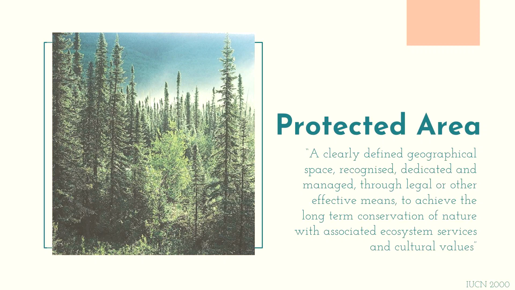The core unit of many of these biodiversity conservation systems, and something that we'll be talking about a lot throughout this course, is protected areas. Protected areas are clearly defined geographical spaces, in other words, they can be drawn on a map, that are recognized, dedicated, and managed through legal or some other effective means in order to achieve the long-term conservation of nature, along with all of its associated ecosystem services and cultural values. Examples of protected areas include national and provincial parks, designated wilderness areas, marine protected areas, and Indigenous protected and conserved areas.